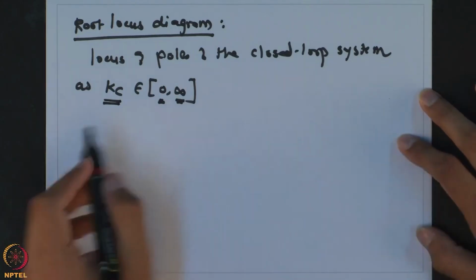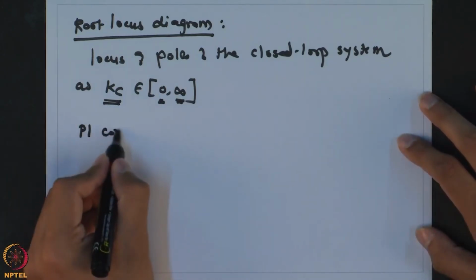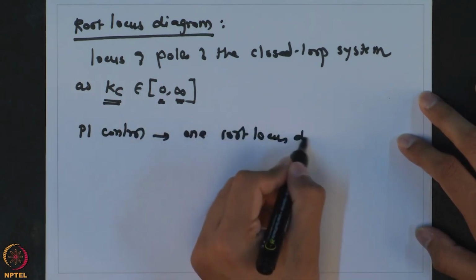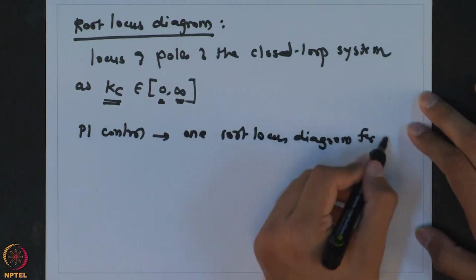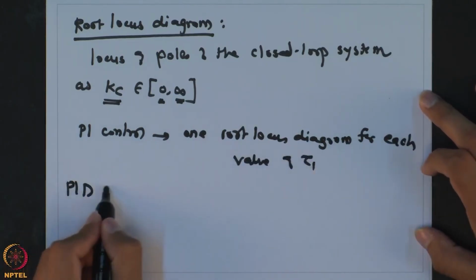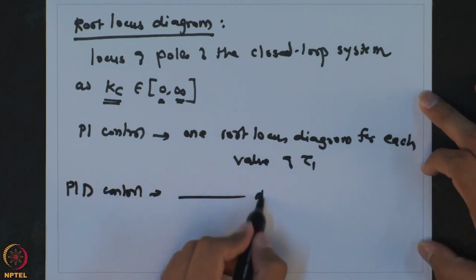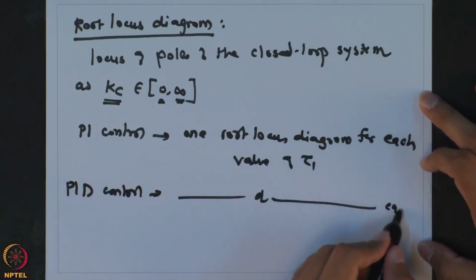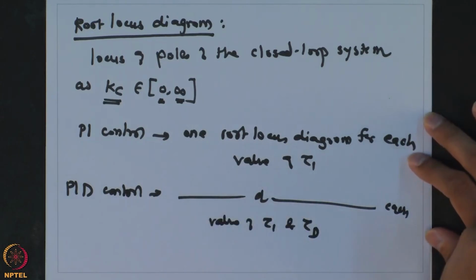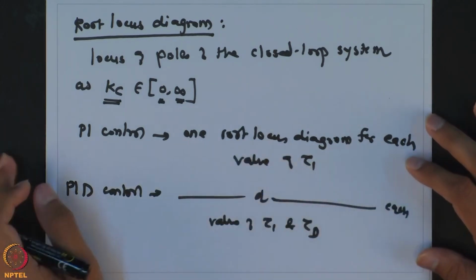So, if we are doing this diagram for a PI control, we will have one root locus diagram for each value of tau I. In the same way, if it is a PID control, we will have one root locus diagram for each value of tau I and tau D. So, you can see that if we have a PI controller or PID controller, we will have a large number of such root locus diagrams which we will have to draw depending on the values of tau I or tau I and tau D. So, how does this root locus diagram look like?